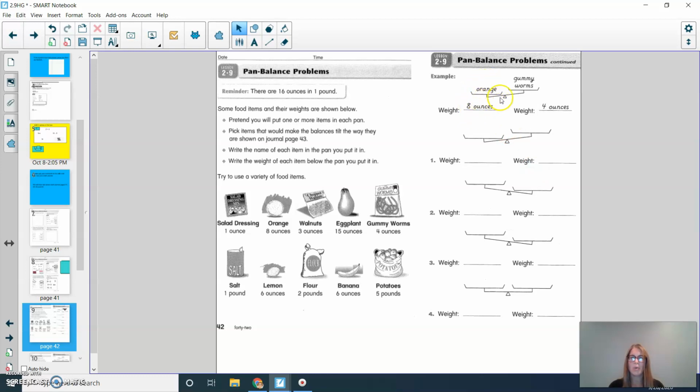So we want oranges to be heavier, which was 8 ounces. And look at how gummy worms are going to be lighter because the scale's up in the air, which were 4 ounces. So can you pause the video and come up with four examples on the side to make your scales look like how they do in the picture? And then press play when you're ready to hear mine.